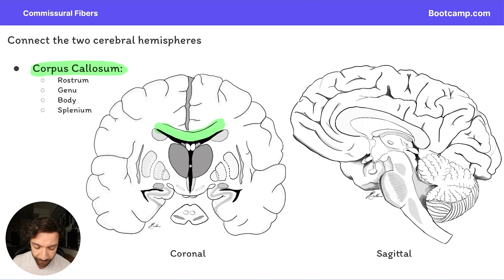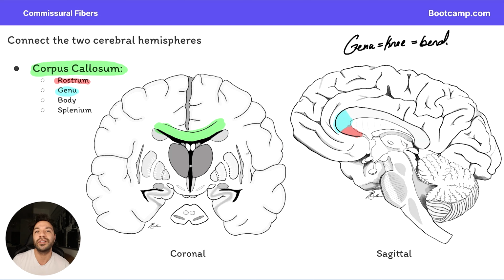And if we look at it from a sagittal point of view, we can actually see that it's broken up into these 4 distinct regions. So first up, we're going to have the rostrum, which is found at the rostral end of the brain. It's going to be found right here. And then next, as the corpus callosum moves from anterior to posterior, it has to bend. And this bend is called the genu. And genu in French means knee, and knees bend. So that's a little trick that you can help remember it.